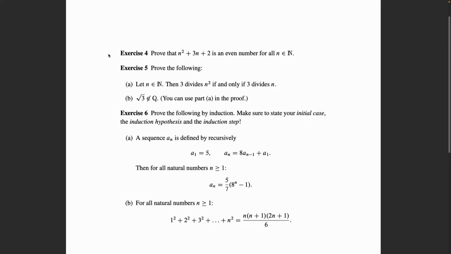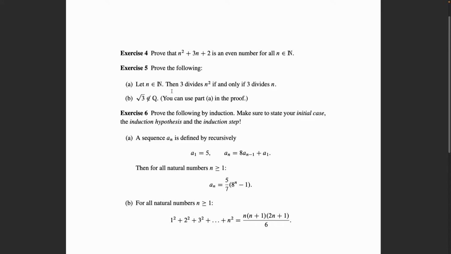In exercise 4, you should prove that n squared plus 3n plus 2 is an even number for all natural numbers n. You could try doing this by induction or just doing it directly. Exercise 5 is similar to what we did in the videos.